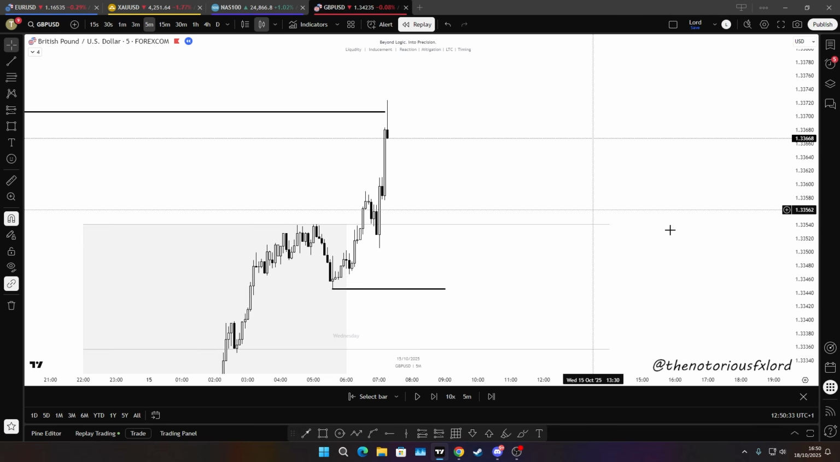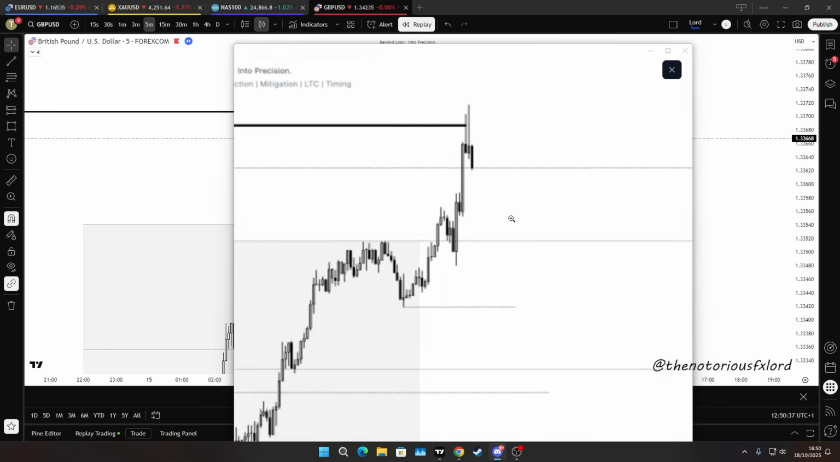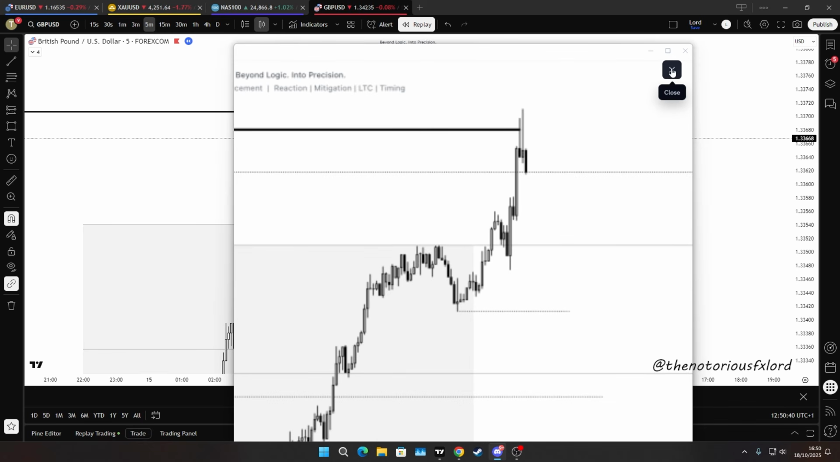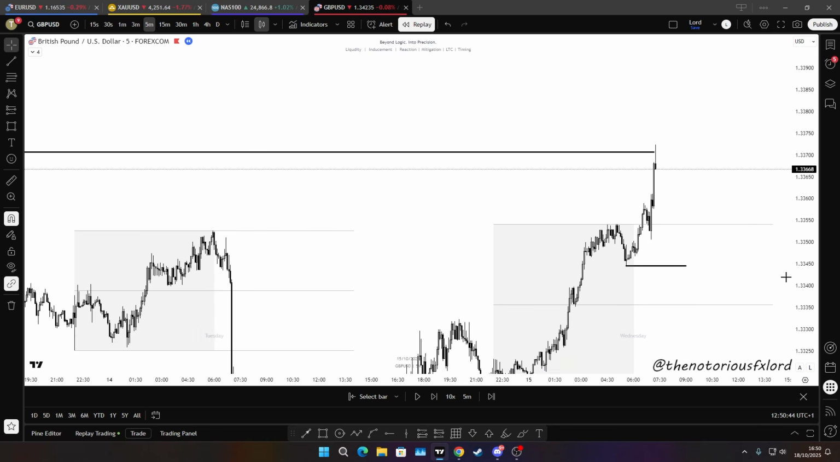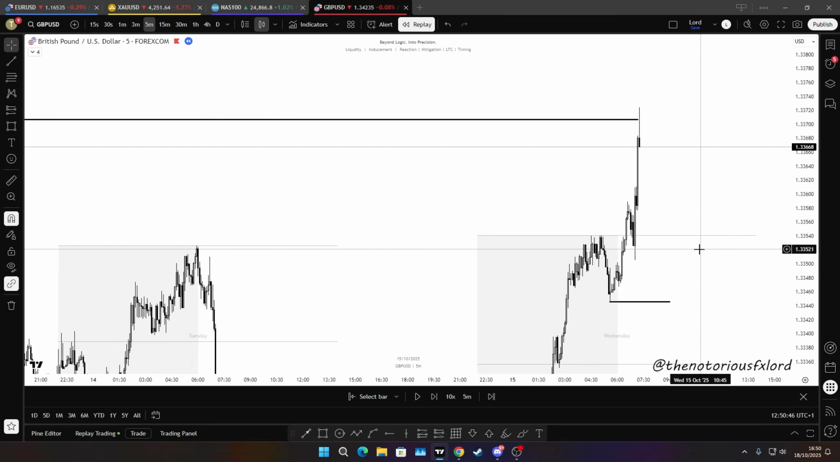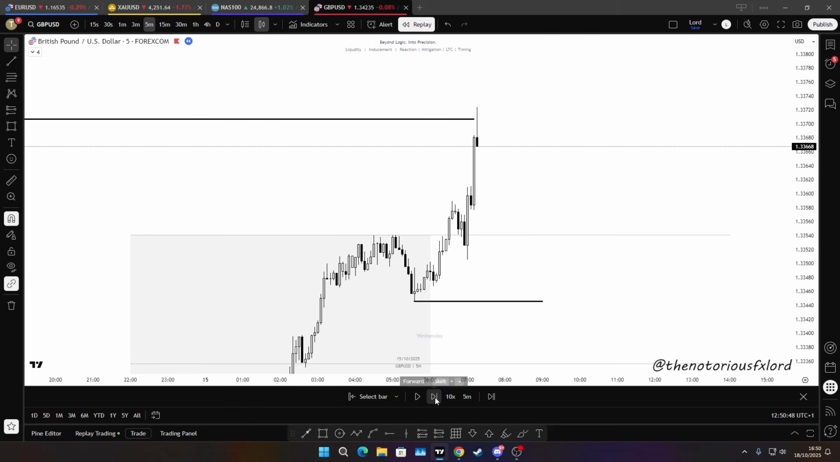Exactly this is what I shared. Again, if I can share it, there we go. Exactly this was what I shared in my pre-market analysis as well. And now let's play price candle by candle, and I'll explain that as well.